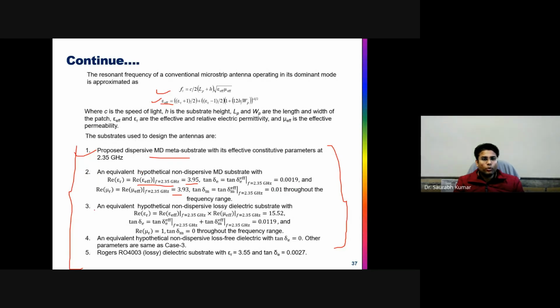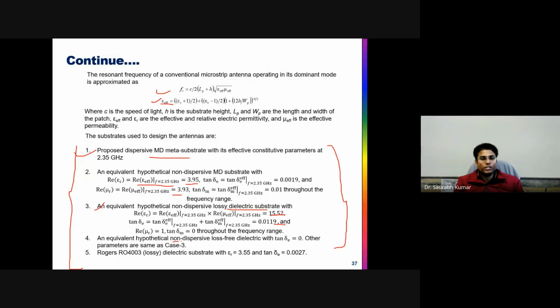Third is hypothetical. All of these are hypothetical materials. Hypothetical non-dispersive lossy dielectric substrate means the dielectric is non-dispersive, but hypothetical: epsilon r is only there and there is no mu. It is achieved with the multiplication of these two, considering that mu r is 1. So epsilon is 15.52, and the loss tangent is taken. Magnetic loss tangent we have not taken here because it is a non-dispersive dielectric.